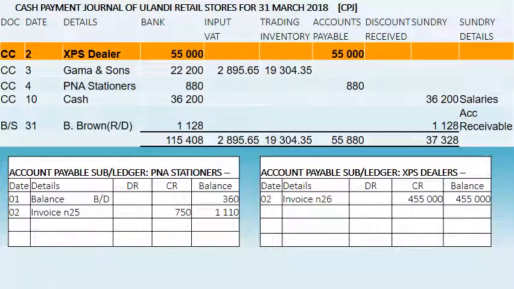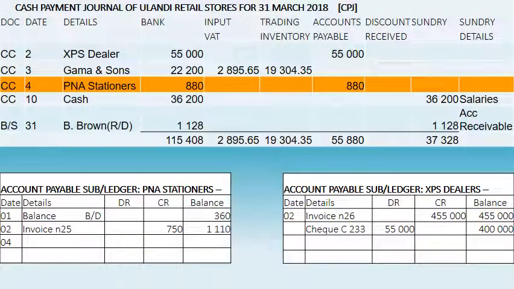We then reflect the amount that is under the accounts payable in the subsidiary ledger for XPS dealer. On the 2nd, we will show the check that has been issued. On the debit side, reflect the payment that was made of 55,000 rand. Calculate the new balance and reflect it on the balance column.